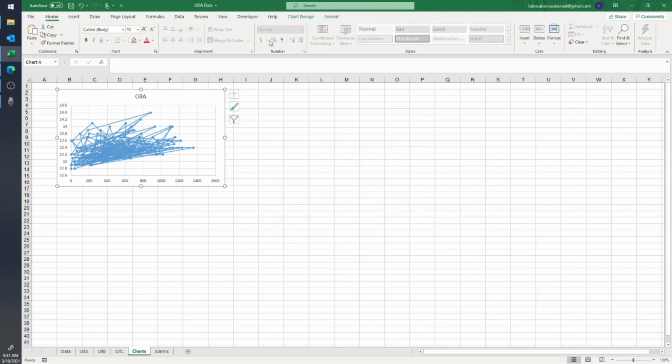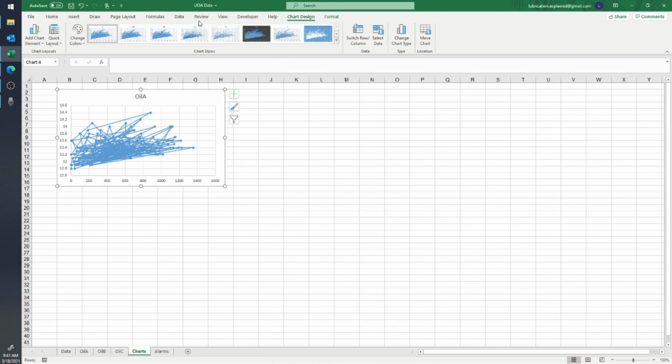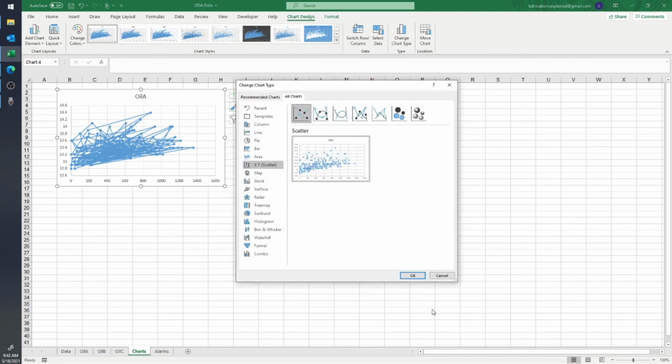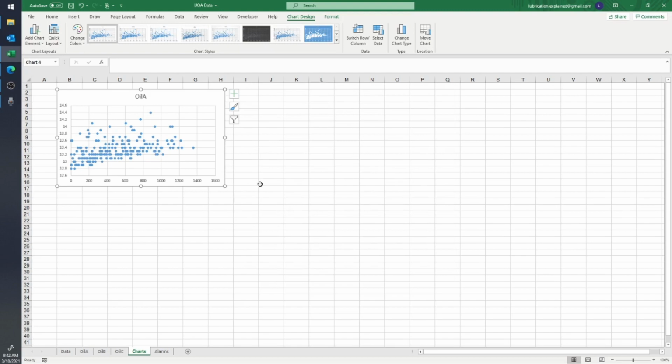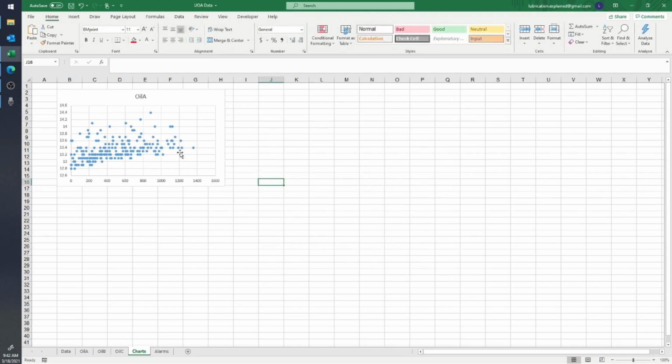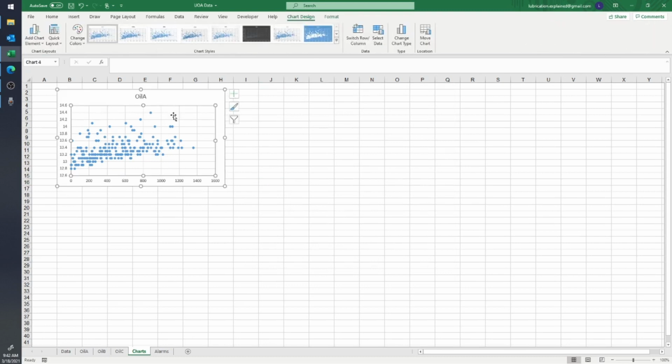Okay, and I also want to change the chart design, right? I'm going to change the chart type so that it's just dots. Okay, so that is the viscosity of oil A. Now I want to get the formatting of this one right because we're going to just copy and paste a whole bunch of different versions of these.